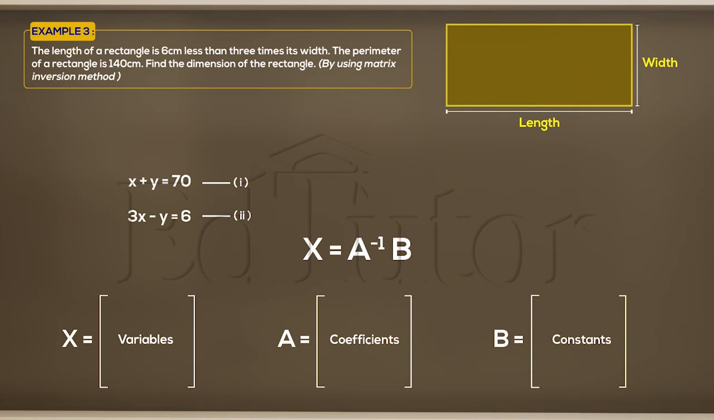For matrix A, we place the coefficients of x in the first column and those of y in the second column. That is 1 and 3 here, while 1 and negative 1 here. X contains the variables x and y, while B has constants 70 and 6.